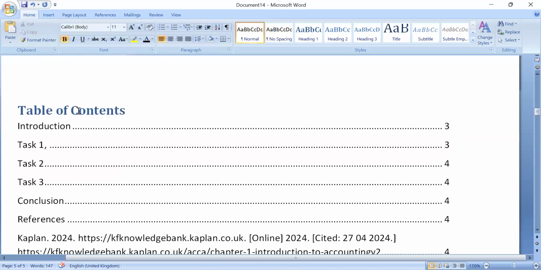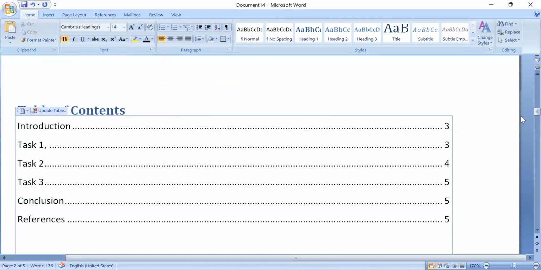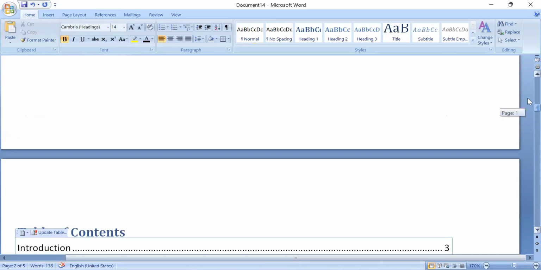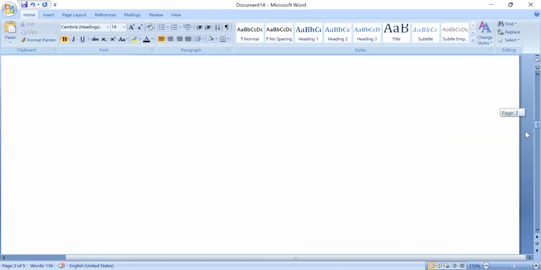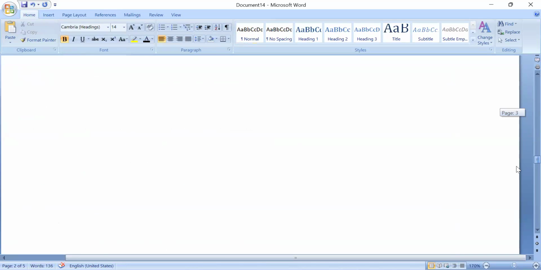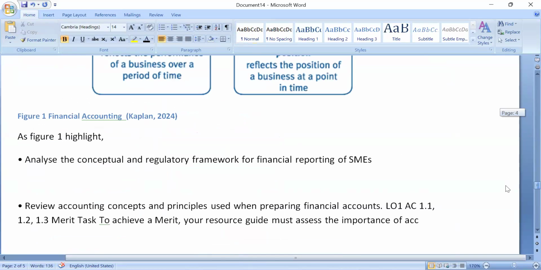I click here back and say update my table. Yes, I say entire table. So what will happen? That heading will be removed. So that's the way you can structure your table of contents, cover page, introduction, whatever you want to do in the assignment as per the task, and then of course, you can follow.